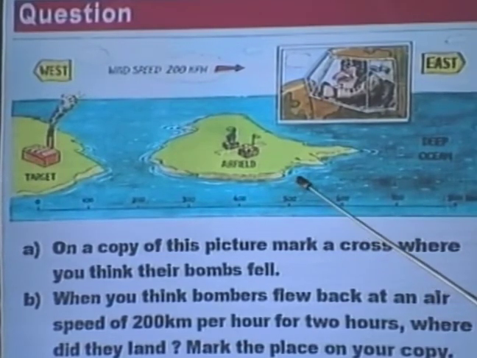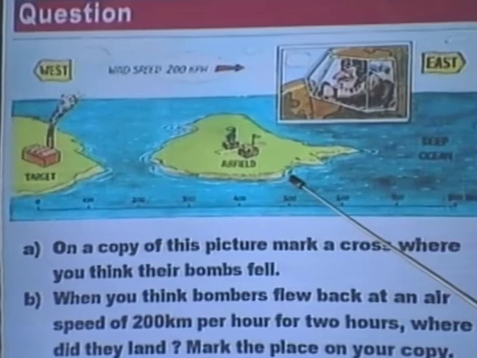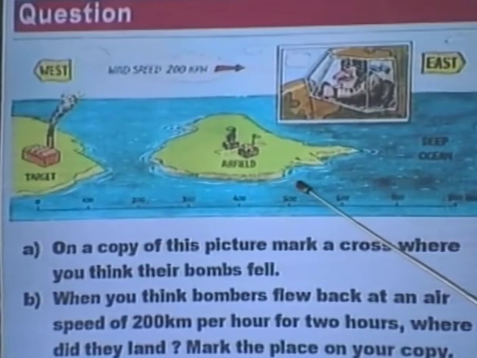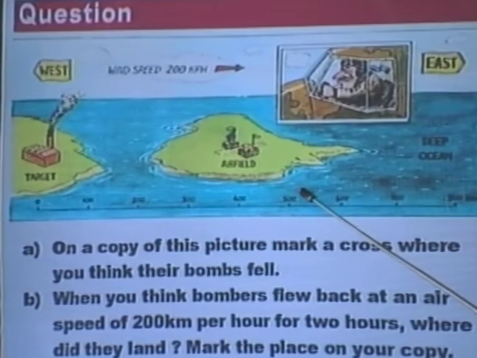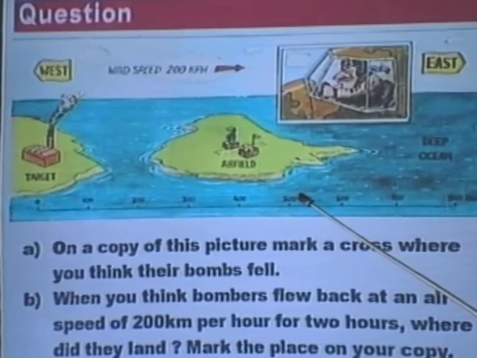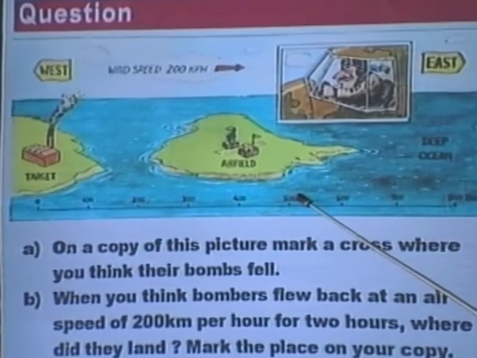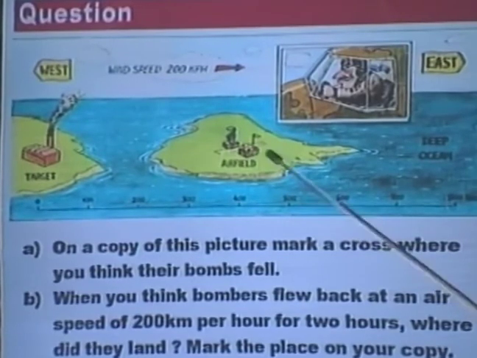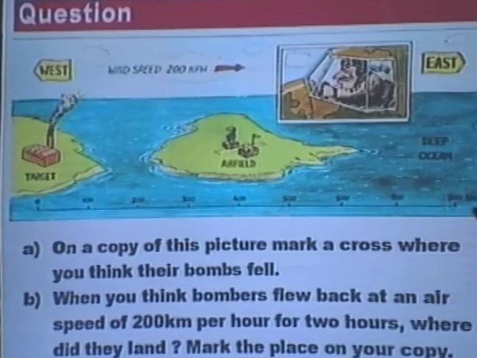Okay, now he's done his job. He's now turning back. And he's going to fly another 2 hours at the speed of 200 kilometers per hour, right? So where do you think he's going to land now? Okay, he's going to land 800 kilometers away from the airfield. So when he's looking for the airstrip or the airfield here, he might not find it.